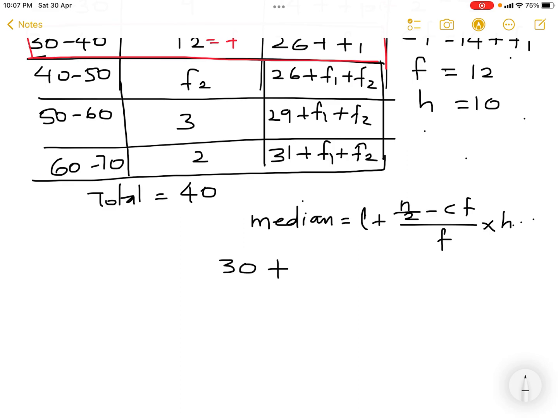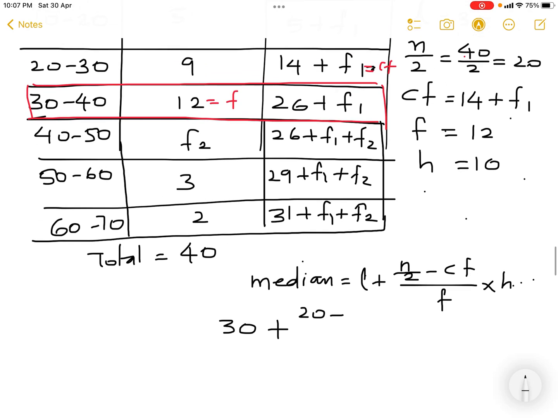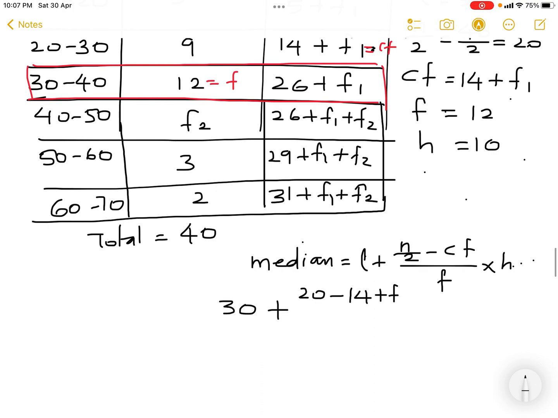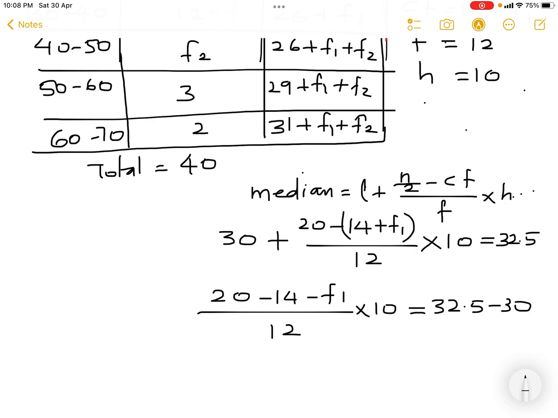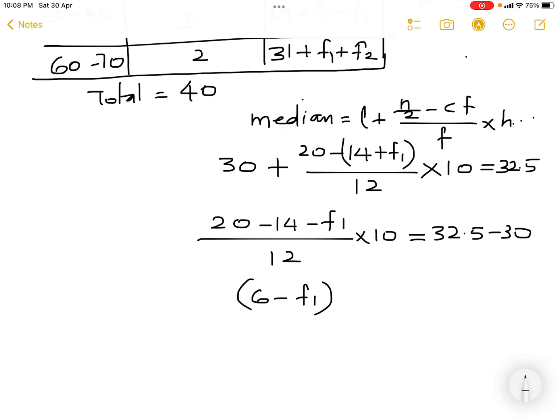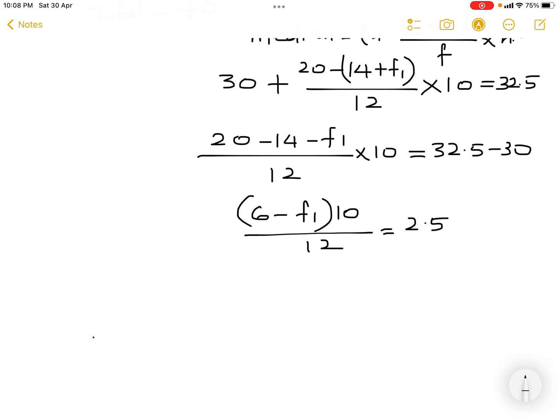Substitute the values. 30 plus (20 minus cumulative frequency 14 plus F1) divided by F 12 into H 10 is equal to 32.5. Next, 20 minus 14 minus F1 divided by 12 into 10 is equal to 32.5 minus 30. 20 minus 14, 6 minus F1 into 10 divided by 12 is equal to 2.5. 60 minus 10 F1 is equal to 12 into 2.5.